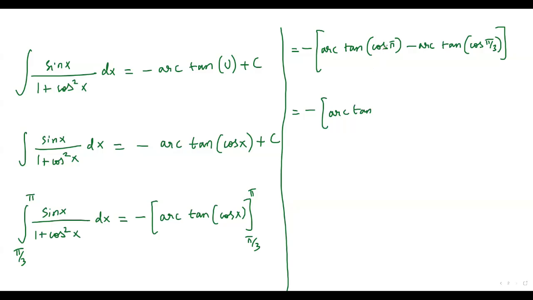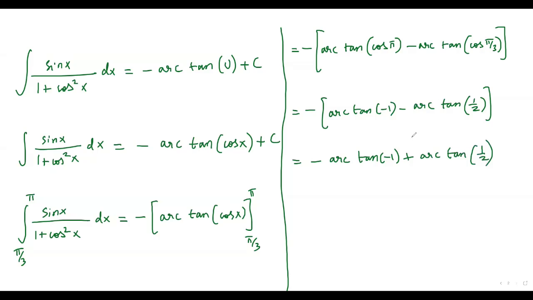Either using the unit circle or a trigonometric ratio table, we can get the value of cosine pi. The value of cosine pi is -1, so negative arc tangent of -1. And we can use the unit circle again to get the value of cosine pi over 3, that is cosine 60 degrees, which is 1 over 2. Now we can distribute this negative sign to both terms. Then I'm getting negative arc tangent of -1. And when I distribute this negative sign to this one, negative times negative becomes positive arc tangent of 1 over 2. Now we can use a calculator to evaluate the value of this expression.